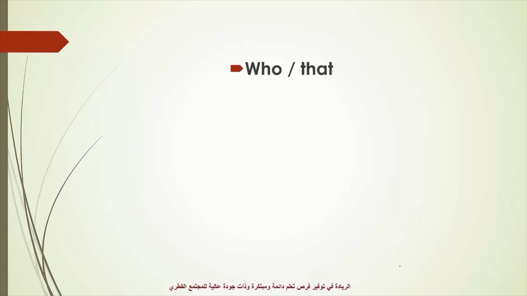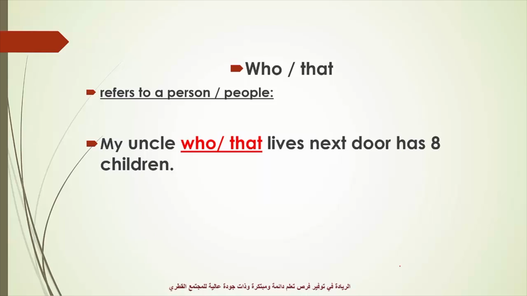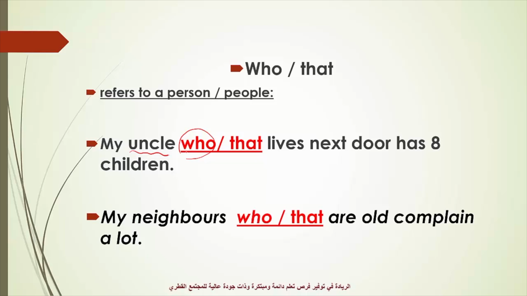Let's take a look at the first relative pronoun, who or that. Who or that refers to a person or people. We use who or that when the subject is a person. For example, my uncle, who or that lives next door, has 8 children. In this example, my uncle is a person, so we use who. Look at the second example. My neighbors, who or that, all complain a lot. Also in this example, neighbors are people, so we use who.